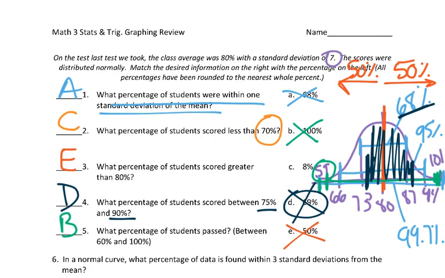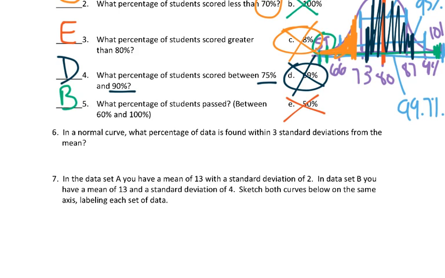Now let's talk about it. So what percent of students scored less than 70? 70 would be right about here. Okay, this group is getting smaller and smaller, so it makes sense that it would be C, 8%. There we go on that. So it says in a normal curve, what percentage of data is found within 3 standard deviations from the mean? I believe we already answered that with the 99.7%.